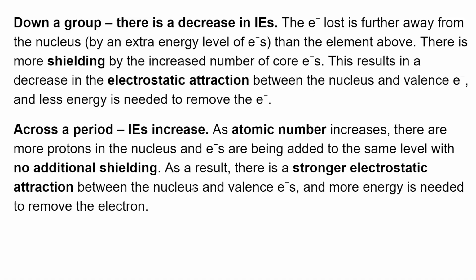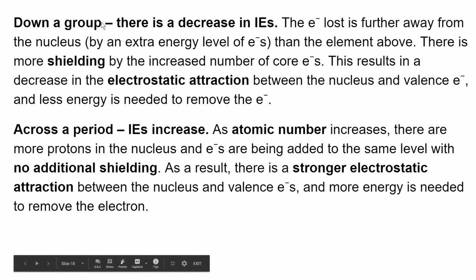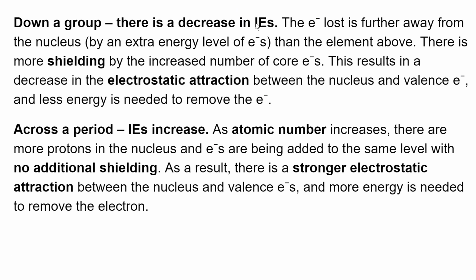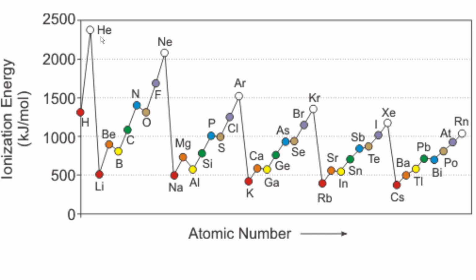Here are some notes for you to write down. It's quite a bit, but it's like maybe 4 or 5 sentences. Down a group, which means down the periodic table, there is a decrease in ionization energies. So what do I mean by that?